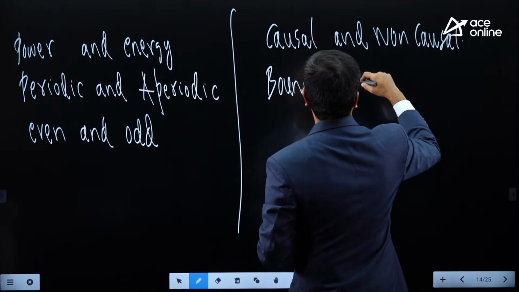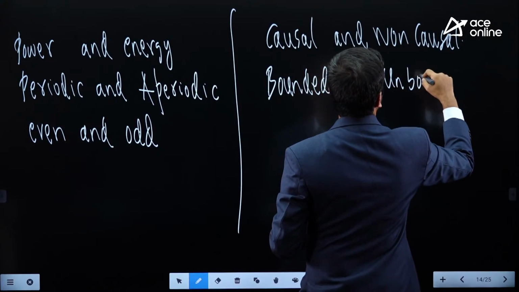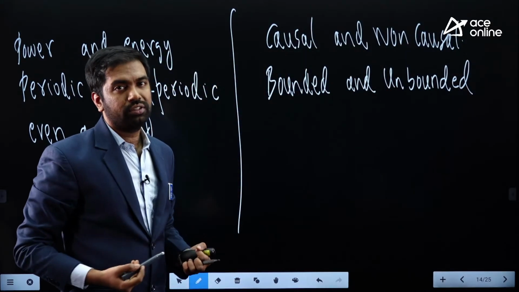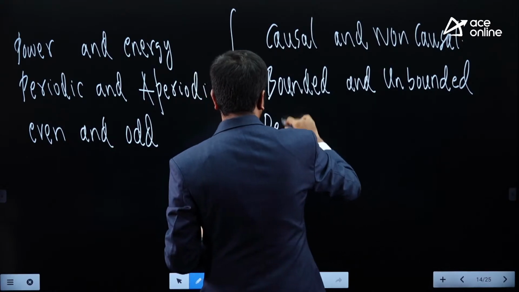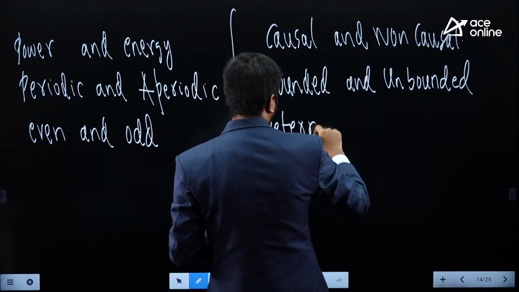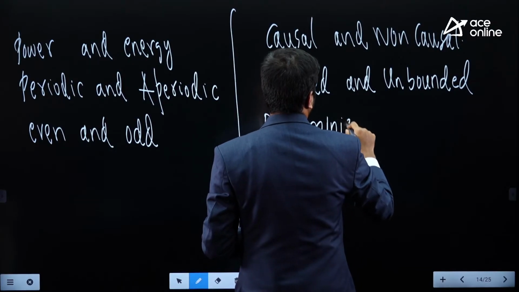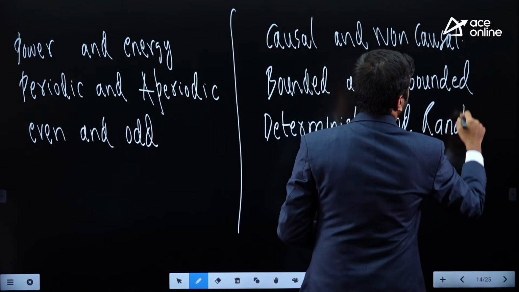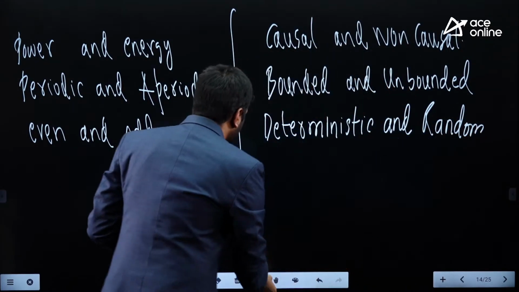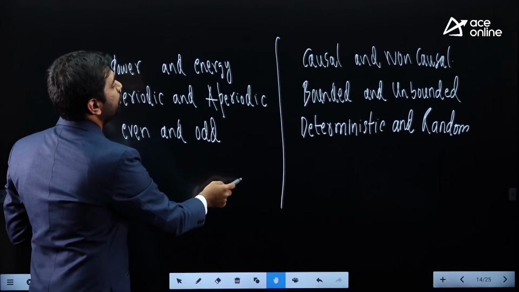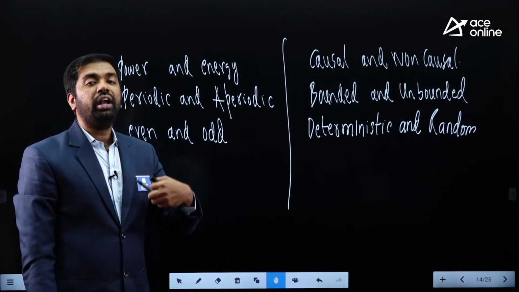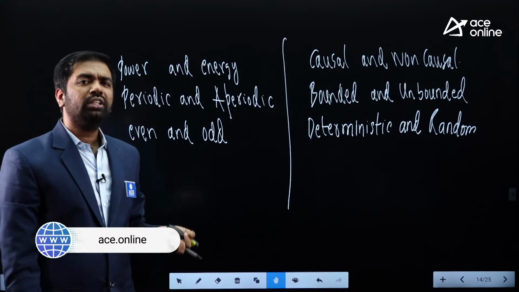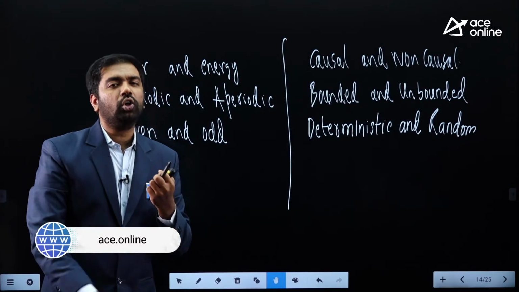Bounded and unbounded. Deterministic and random signals. Okay, so this is how the signals are classified. So now what are you supposed to learn? You are supposed to learn what are energy and power signals, what are even and odd. You can even extend it to complex valued signals, and you have to learn what is an even conjugate and what is an odd conjugate.